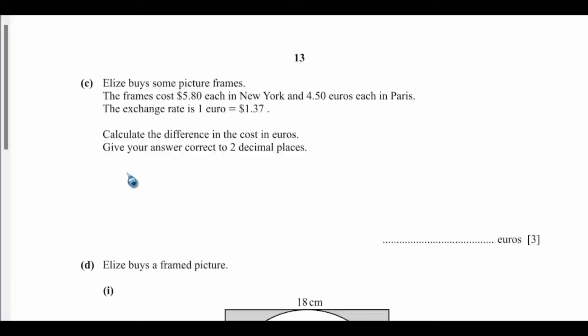So what you can do here, you can write euro ratio dollar, and we know that 1 euro is equivalent to 1.37 as given in the question. So we want to convert $5.80 to euro, and that will be done by dividing 5.80 by 1.37. So that will give you 4.2336. Okay, we'll give you this.